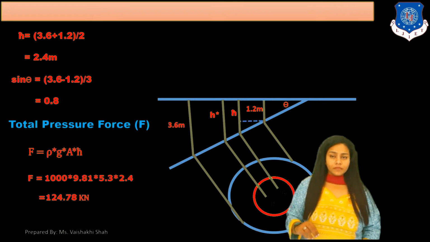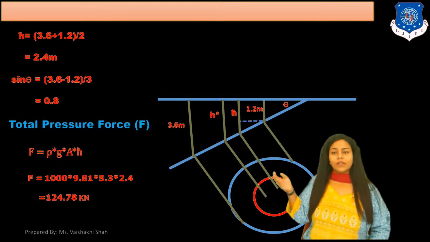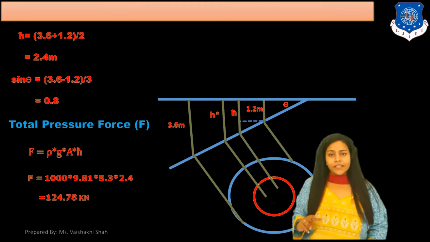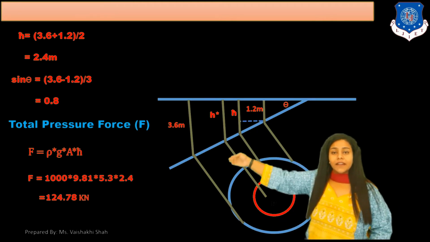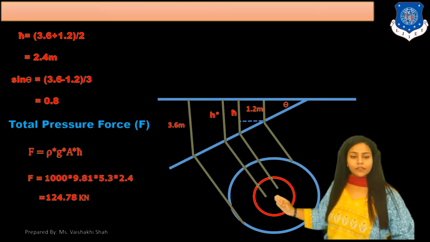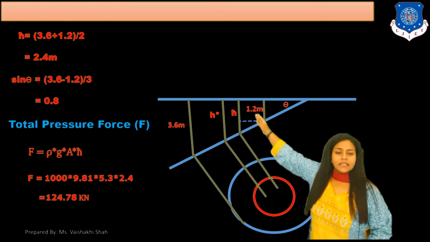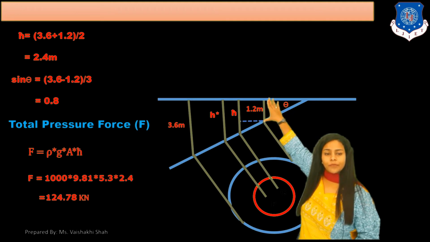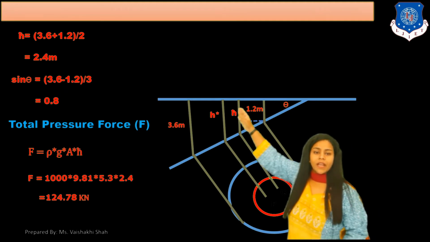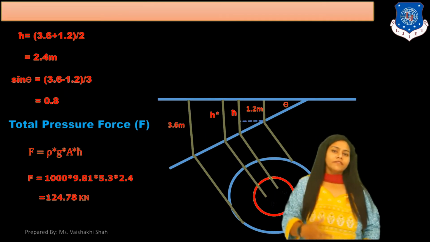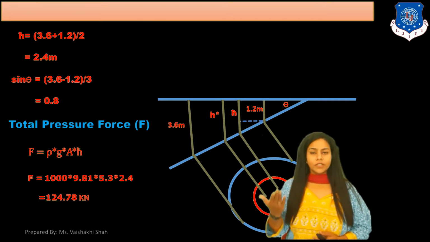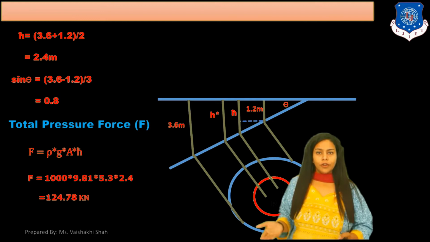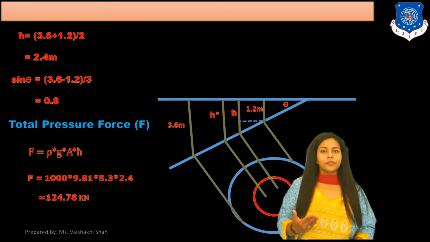Now we can find out h bar. Here h bar is the average of the greatest and smallest depth, as we know that from G the distance is h bar. So h bar equals 3.6 plus 1.2 divided by 2. So your h bar equals 2.4 meter.